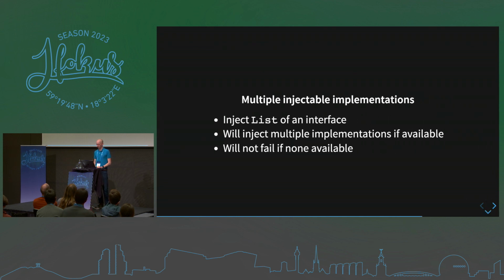It is also possible to inject multiple implementations. So instead of injecting an interface, you can inject a list of an interface. Spring Boot will then find all the implementations that fulfill it and add them to this list. And if there are none, it will not fail. It will simply give you none. And this can be helpful.